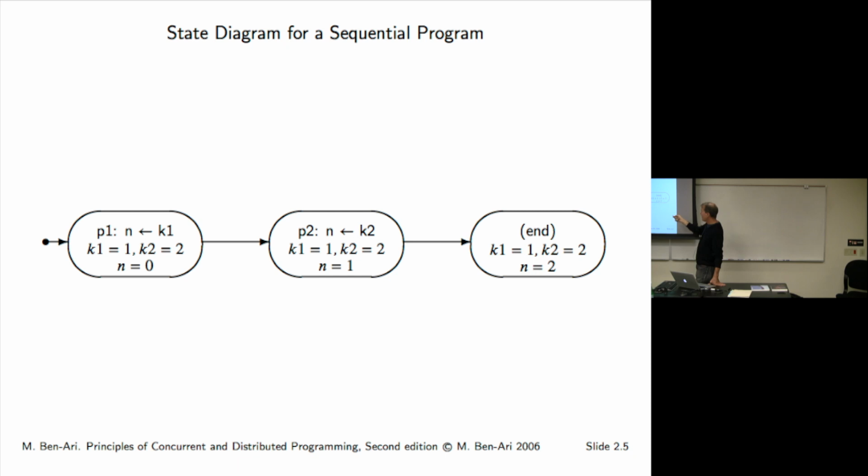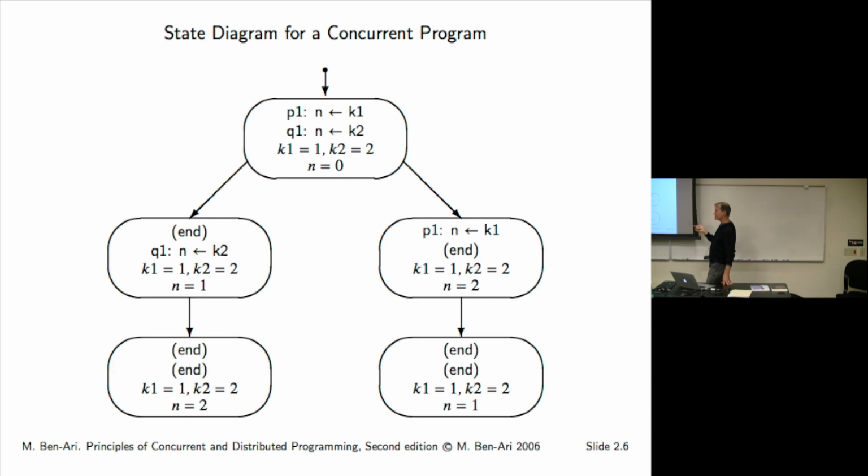And now what do we have? K1 is still 1, K2 is still 2, N has been changed to 1, and now the statement to be executed next is this one. And then when that one executes, we're at the end, and N has the value 2. So this is the start state, and this is the final state of the computation. Are you with me? Now, on the other hand, what does a state transition diagram look like for a concurrent program?